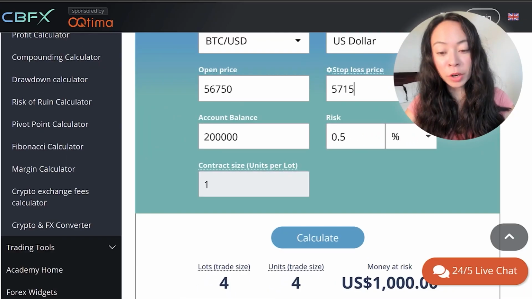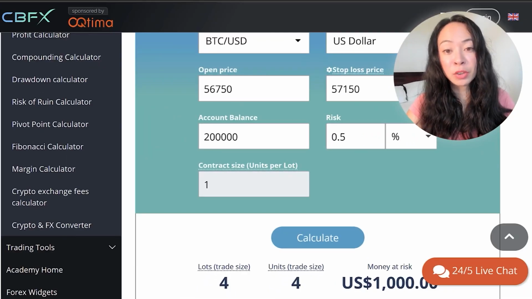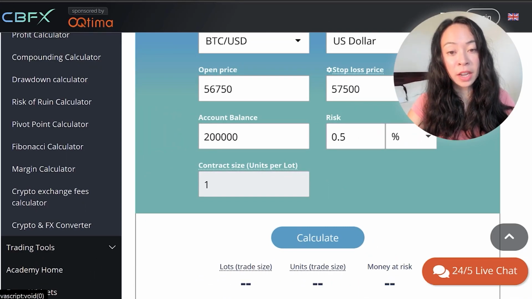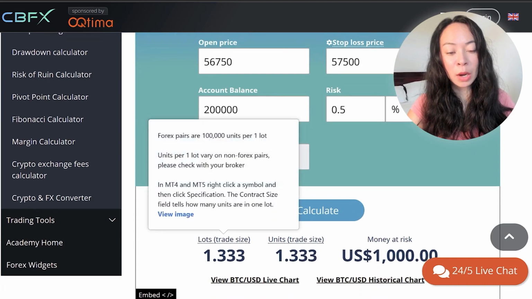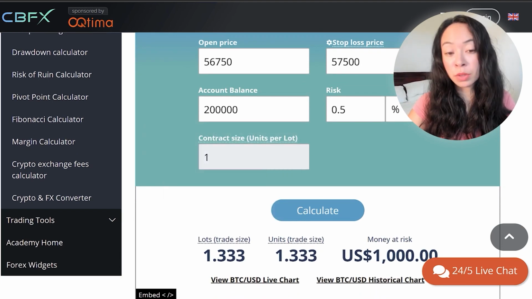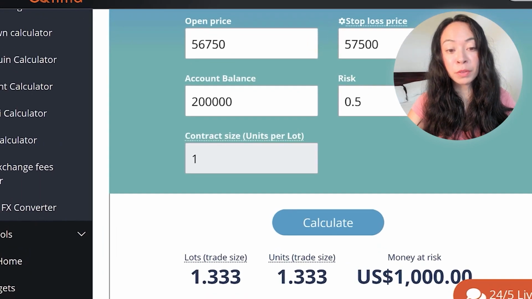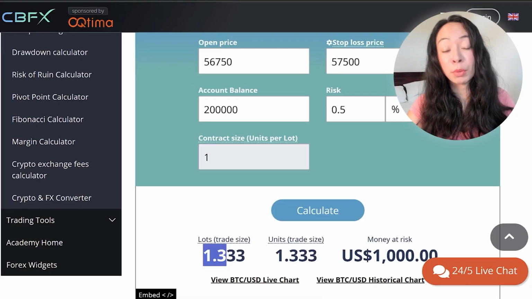However, we had 150 at the beginning. If we would turn it to maybe 500 instead and calculate here now, you will see that our lot size has been decreased a lot as well. And don't forget, if we have 3 take profits, we would even need to divide these 1.3 lots by 3. So you will see, depending on how many pips your entry point to the stop loss point is, your lot size will vary depending on your risk tolerance.